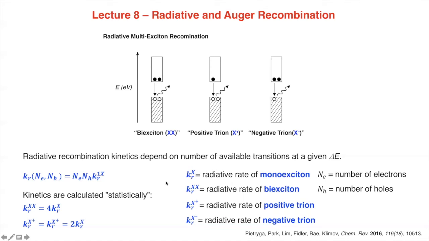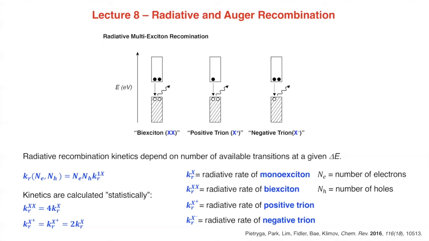So this should just be x and not 1x, but I guess it's the same. So this is the radiative rate of the monoexciton. If you wanted to take this value, then you could also calculate the radiative rate of the bi-exciton by just multiplying by the number of electrons and holes in the bi-excitonic state.